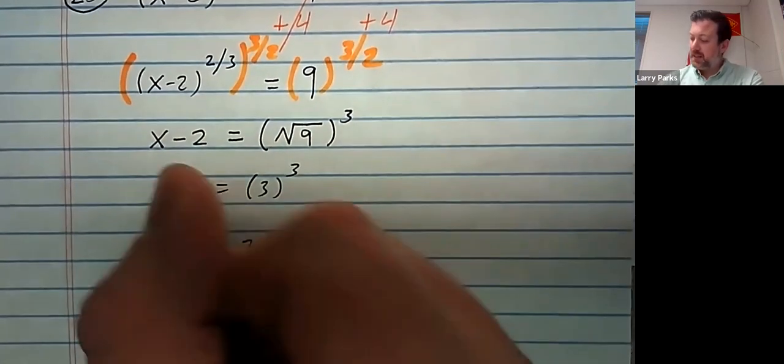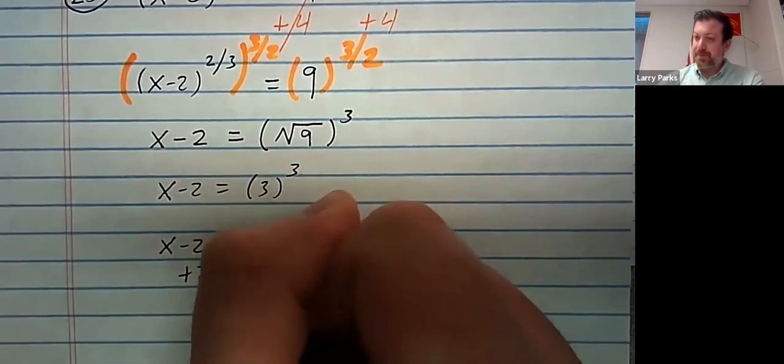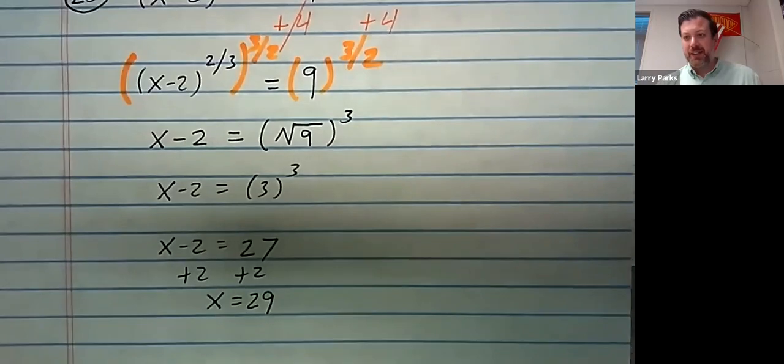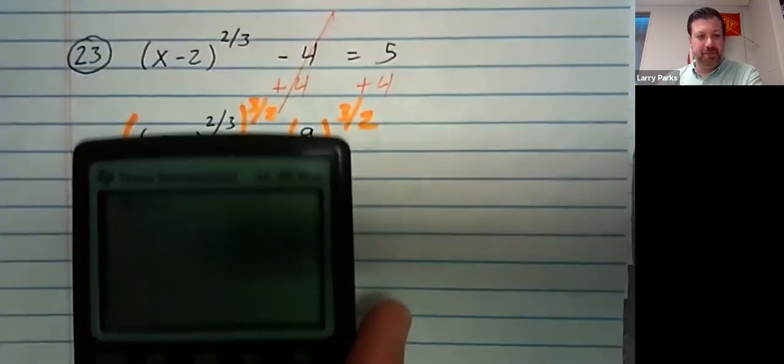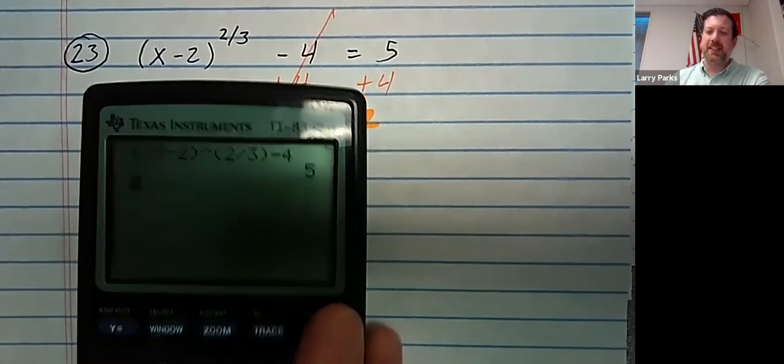Add 2 to both sides, and I get 29. Let's double check our answer. Let's plug in 29. (29 minus 2), close the parenthesis, to the 2/3. I have to put 2/3 in parentheses, minus 4, and let's just hope we get a 5. Yes, we got a 5. Okay, so that's how you're going to go about that.